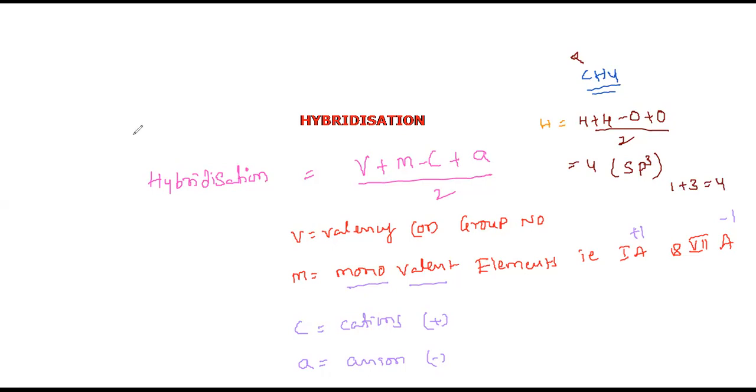So I will write here: if whatever we calculate gives 7, that is sp3d3. If you get 6, that is sp3d2. If you get 5, sp3d. If you get 4, sp3. If you get 3, sp2. If you get 2, sp.